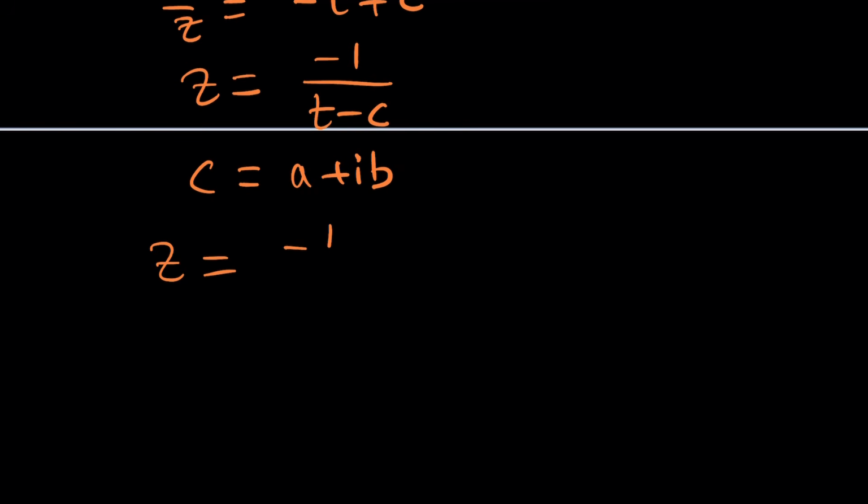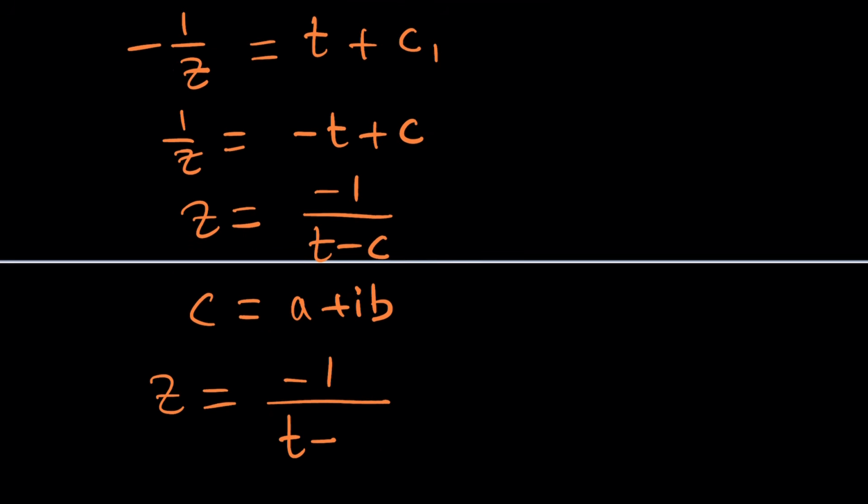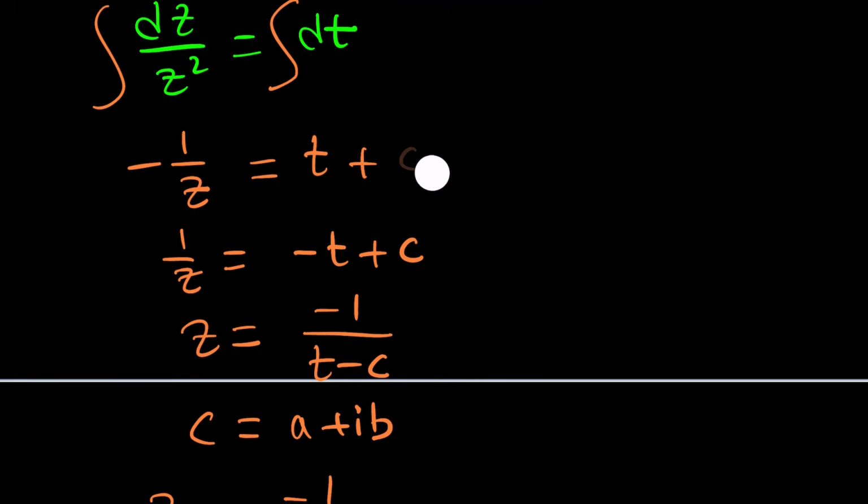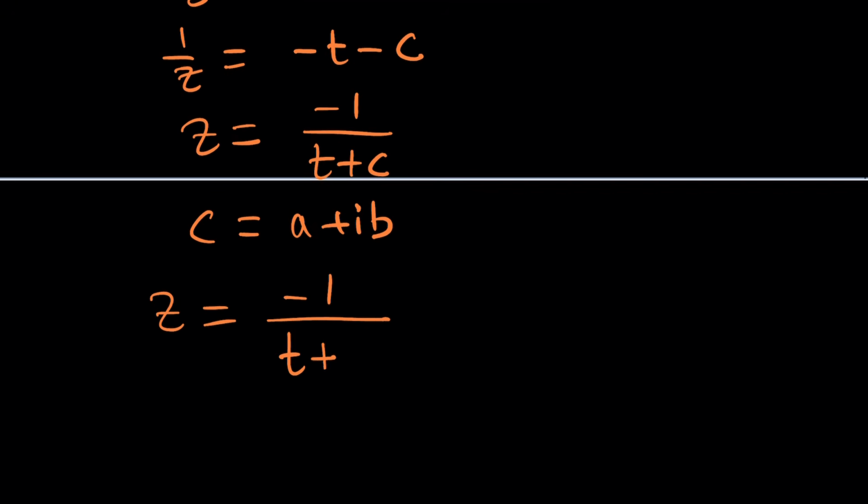Z equals -1 over t minus c. By the way, let's fix this. I'm just going to use a c here because I don't like the minus sign, so this is going to become -1 over t plus c, and then the minus sign on top fixes it. Okay? So this is our z, but I want to replace c with a plus ib.